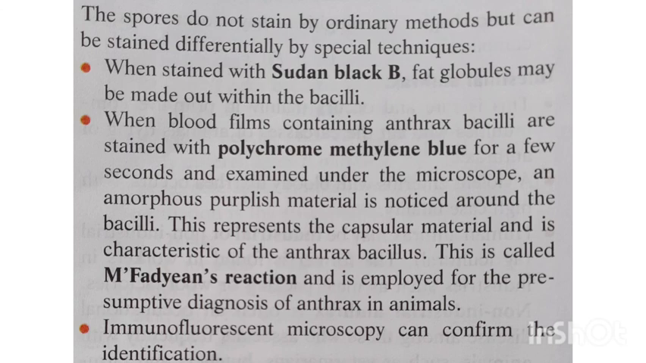It is stained by special techniques like Sudan black staining. When we stain with Sudan black B, the spores are seen as fat globules within the bacilli. Then for the observation of capsular material, the specimen should be stained with polychrome methylene blue, which shows amorphous purplish material around the bacilli, that is the capsular material. This reaction is known as McFadden's reaction.